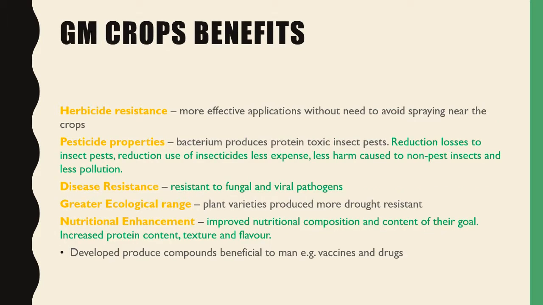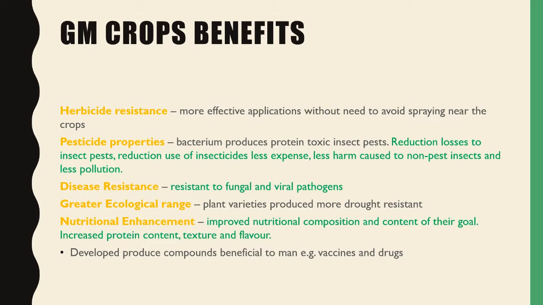So what are the benefits of having these GM crops that have donor DNA inserted into them? Well, you have herbicide resistance, so it's a more effective application without the need to avoid spraying near the crops. It also has pesticide properties, so the bacterium will produce a protein that is toxic to insect pests, which reduces losses to insect pests. It also reduces the use of insecticides, so less expense, and there's also less harm caused to non-insect pests, and there's less pollution. Disease resistance, because they're resistant to fungal and viral pathogens.